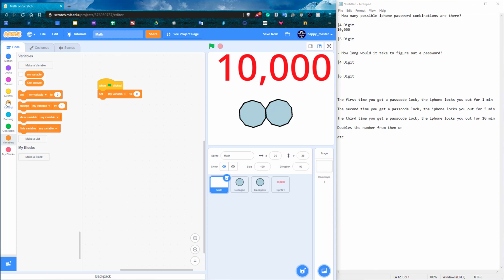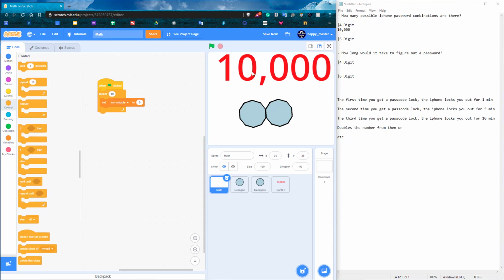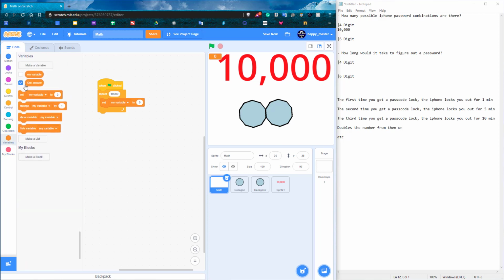So basically, since there's 10,000 different combinations, we want to repeat it, trying 10,000 times. That's a lot of repeats. Let's show the variable, our answer. This one right here is our answer. We're going to start out and set our answer to 5, because the one digit is different. So actually this should be 9,999, so almost 10,000 because we're skipping 1.